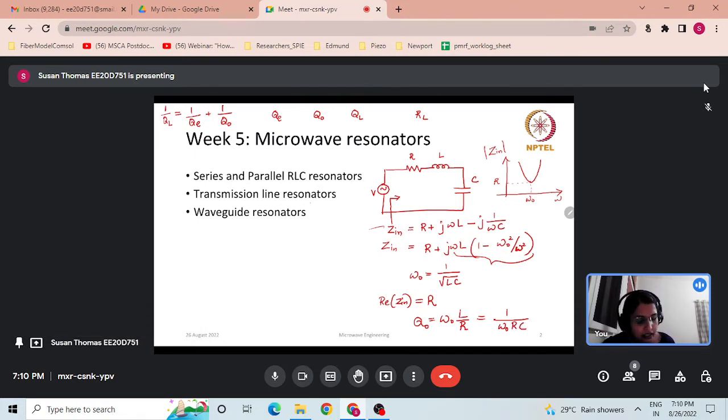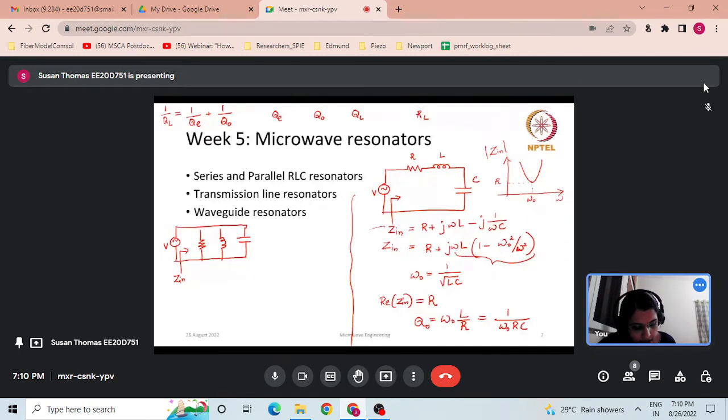A similar kind of analysis was being done for parallel RLC also. If you remember, R, L and C, all the three components are connected in parallel to the voltage source, and then this input impedance has been evaluated. So in this case, I will directly write the final conclusions which we draw from this.